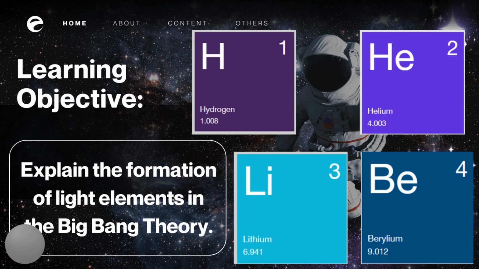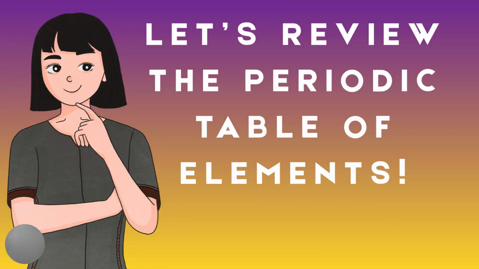At the end of this video, you should be able to explain how these light elements are formed. If you see, we have here the four light elements, the lighter elements. We have hydrogen, helium, lithium, and beryllium. But first, do you still remember the periodic table of elements? Let's review the periodic table of elements.